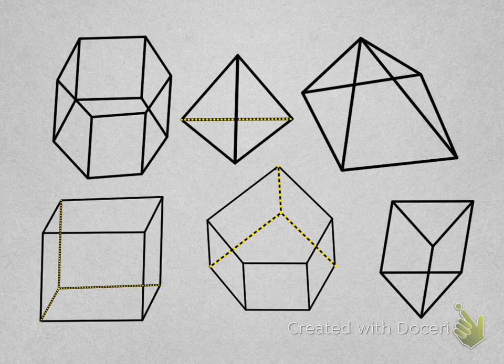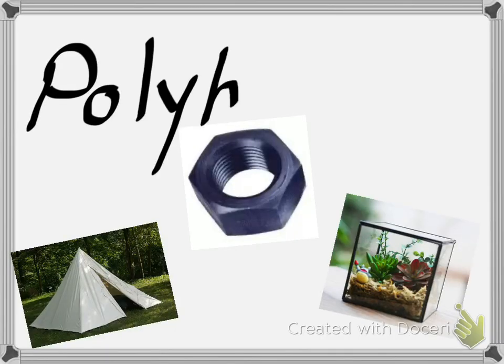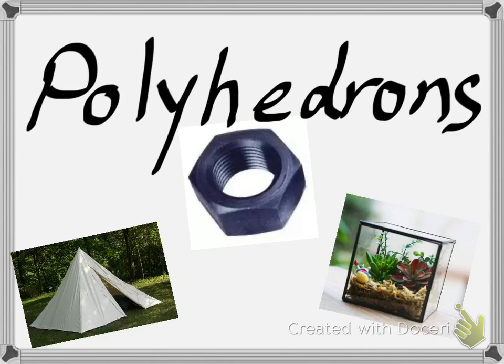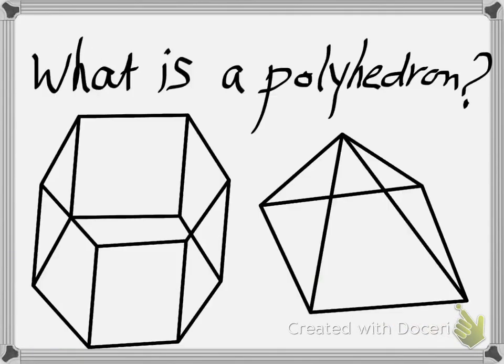Today inshallah we are going to talk about all of these shapes in here, all of these solids, different types of solids. What do we call them? All of these solids have a specific name, which is polyhedron, and we can find them in our lives.